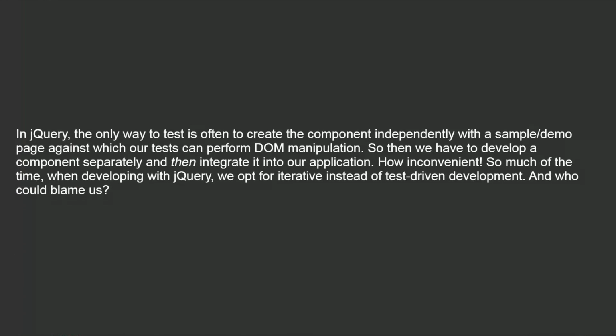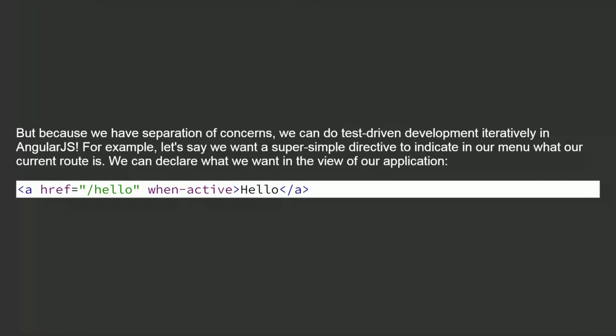In jQuery, the only way to test is often to create the component independently with a sample demo page against which our tests can perform DOM manipulation. So then we have to develop a component separately and then integrate it into our application. How inconvenient. So much of the time, when developing with jQuery, we opt for iterative instead of test-driven development. And who could blame us? But because we have separation of concerns, we can do test-driven development iteratively in AngularJS.